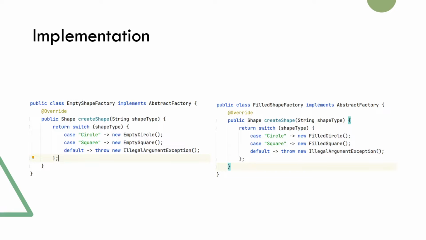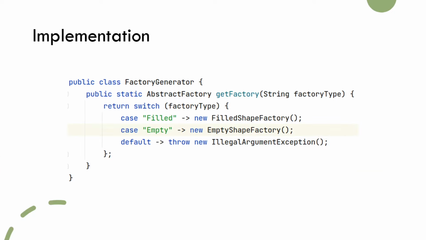Empty shape factory and filled shape factory have almost identical implementations, but the key difference is that they are creating two different families of objects. Depending on the shape type parameter, they will either create a specific type of circle or square. Here we have displayed the implementation of the factory generator and how the proper specific factory is being chosen based on the factory type parameter.